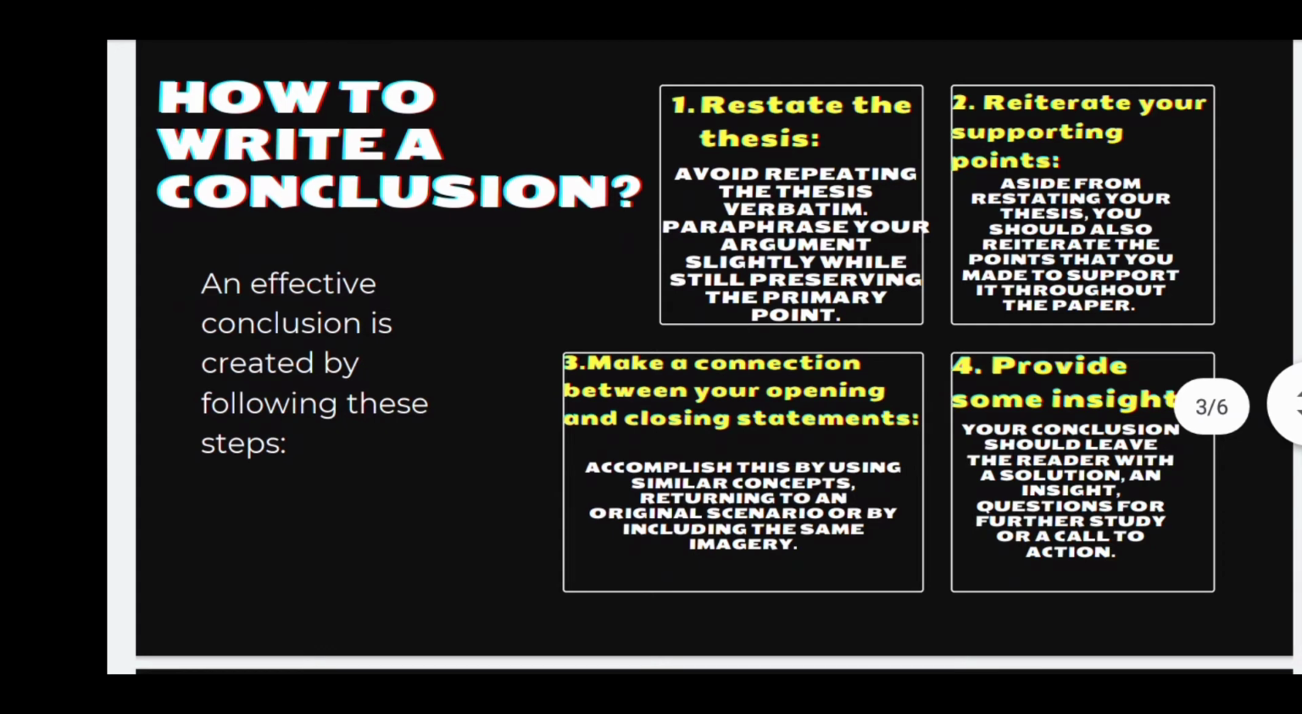How to write a conclusion. An effective conclusion is created by following these steps. First, restate the thesis. An effective conclusion brings the reader back to the main point, reminding the reader of the purpose of the essay. However, avoid repeating the thesis verbatim. Paraphrase your argument slightly while still preserving the primary point.